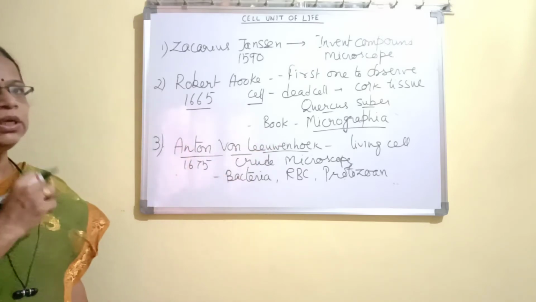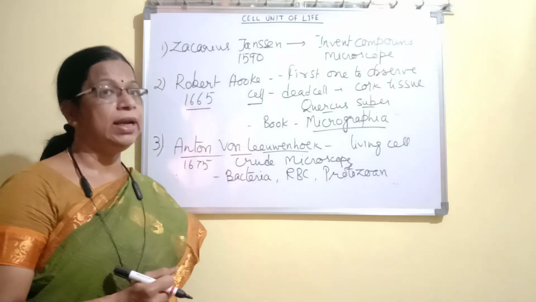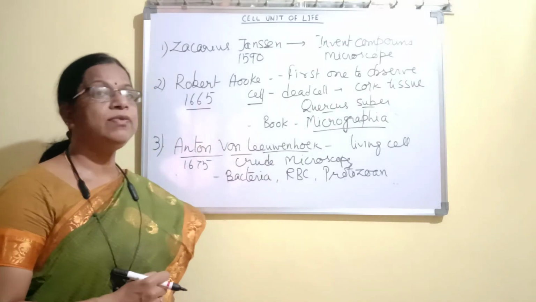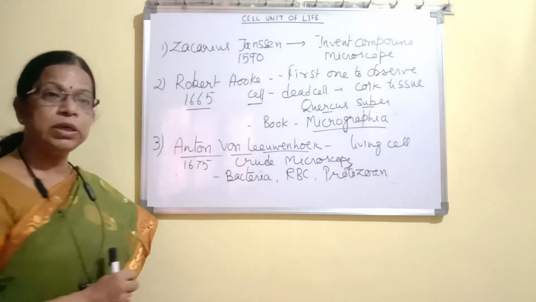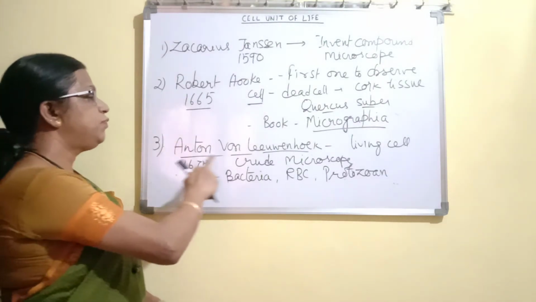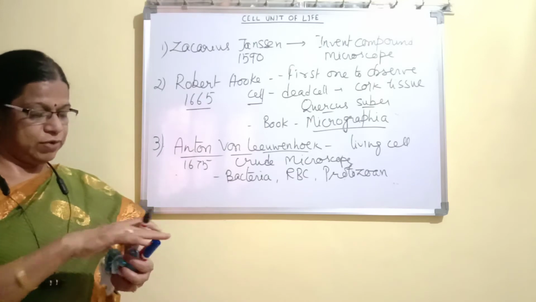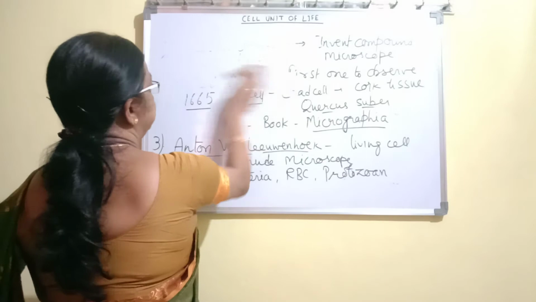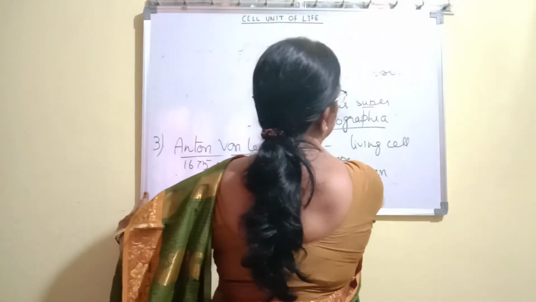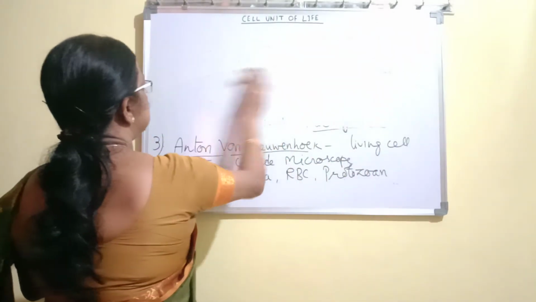So, here a question can be given. First cell and first living cell. This distinction you should be able to make very clearly. If first cell is asked in the question, you have to give Robert Hooke. If first living cell, then you have to give Anton von Leeuwenhoek. Then the next finding by a few other scientists, we will do it.